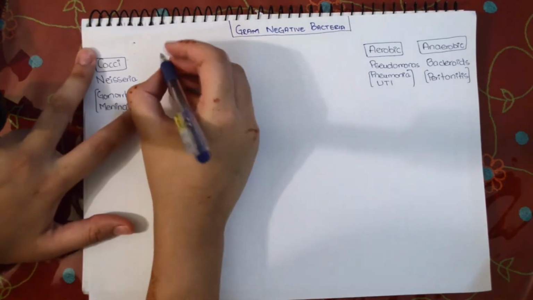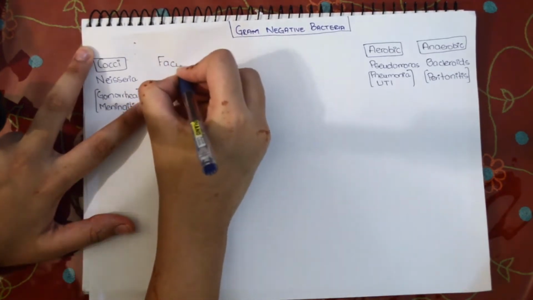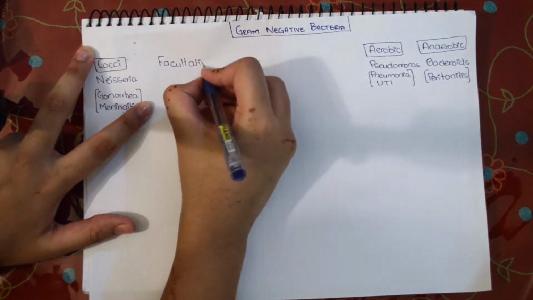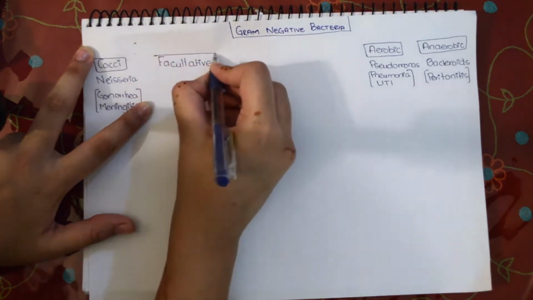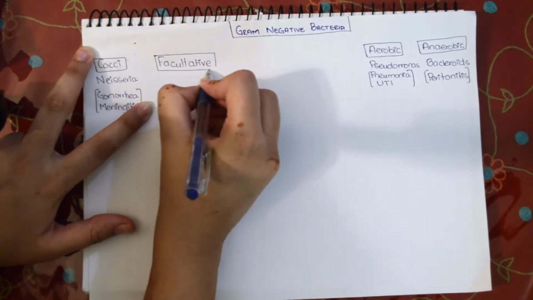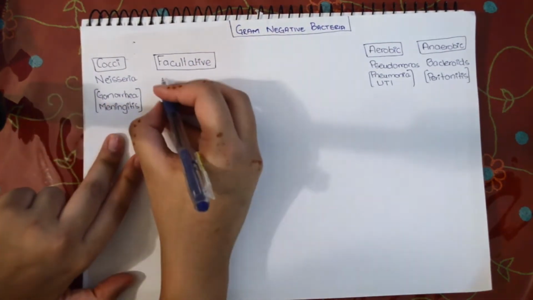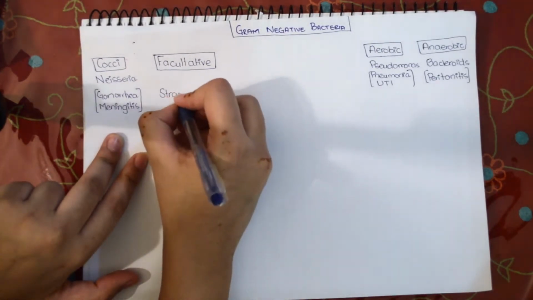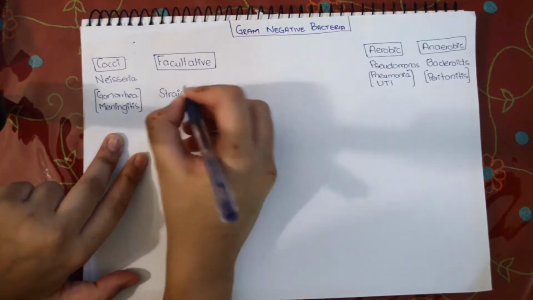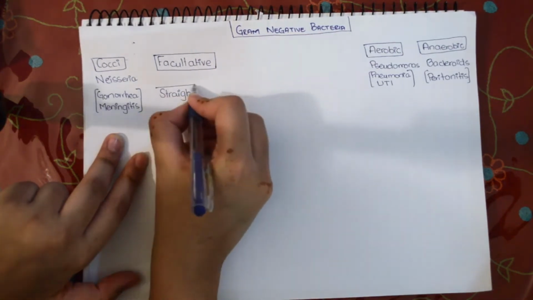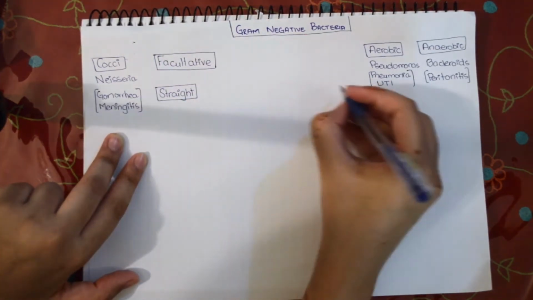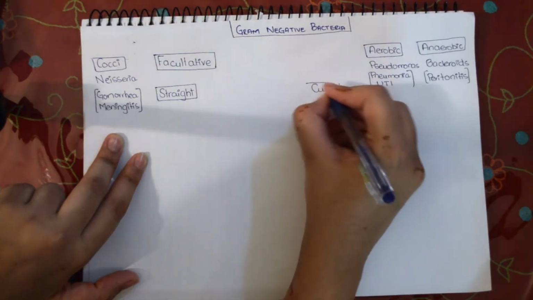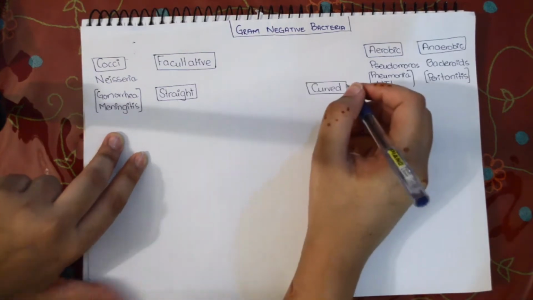The next division is facultative gram-negative bacteria. They are further divided as straight facultative gram-negative bacteria, or the curved facultative gram-negative bacteria.